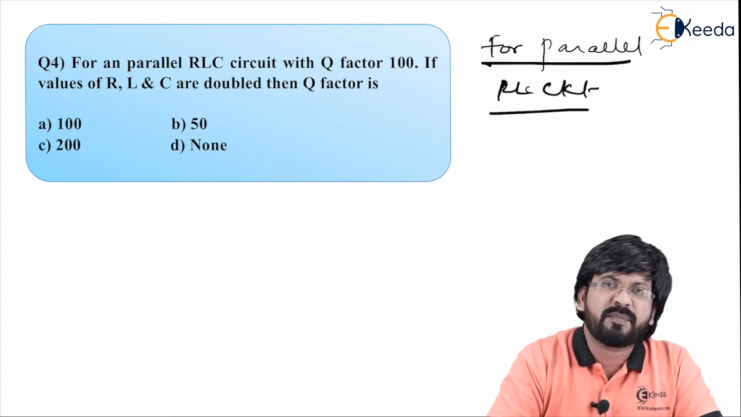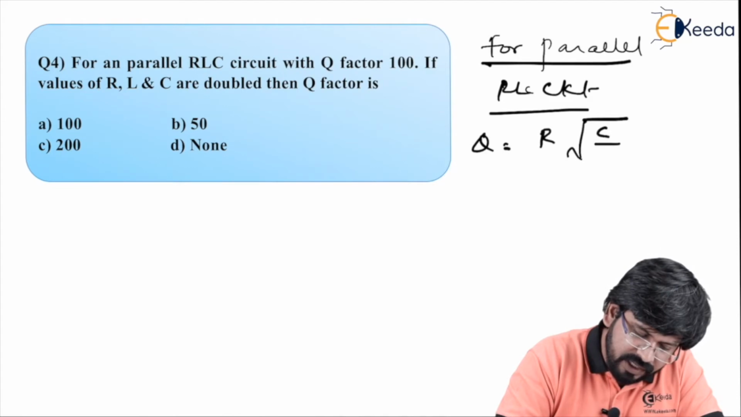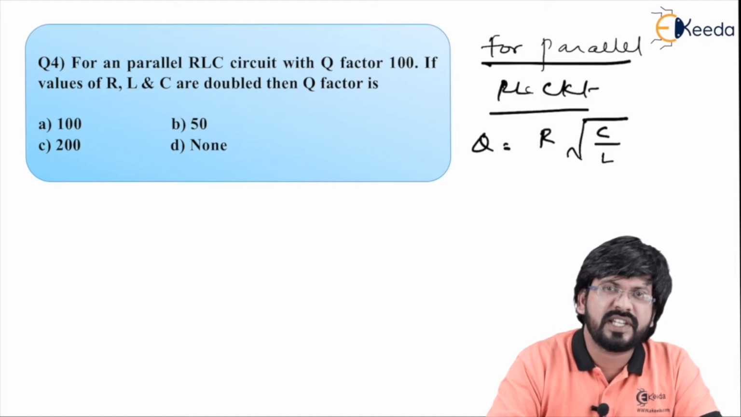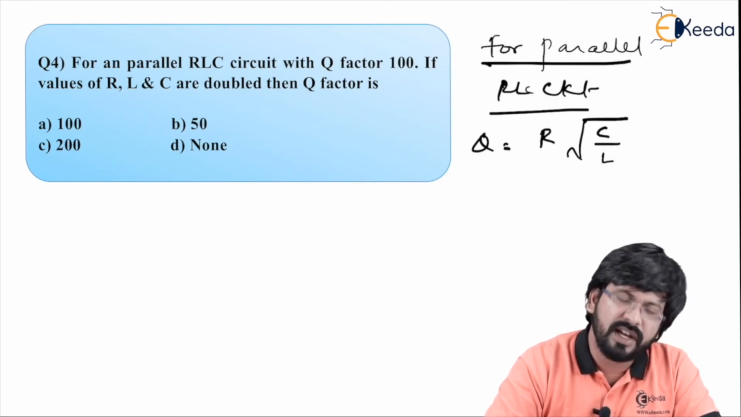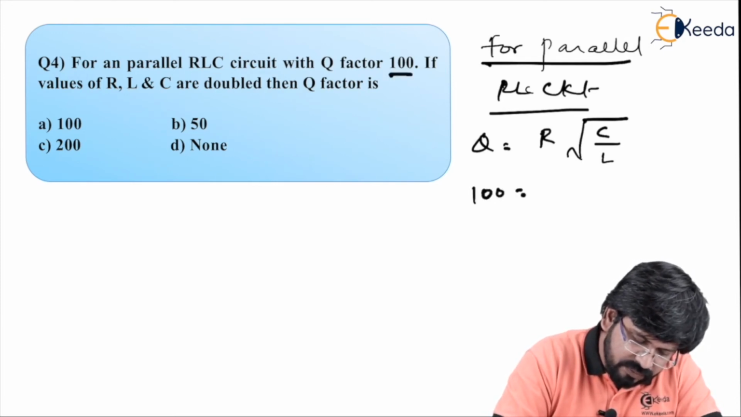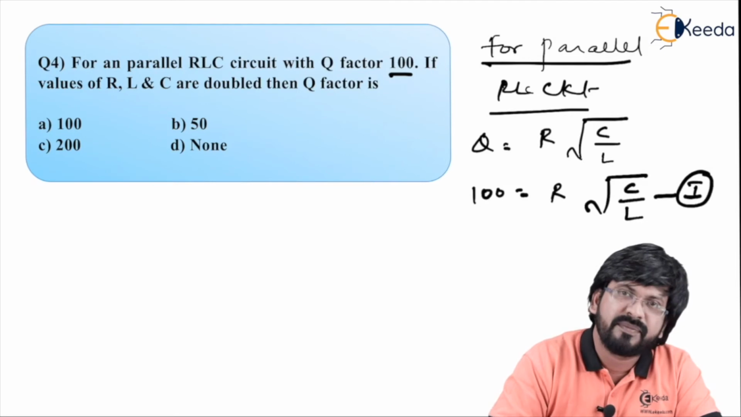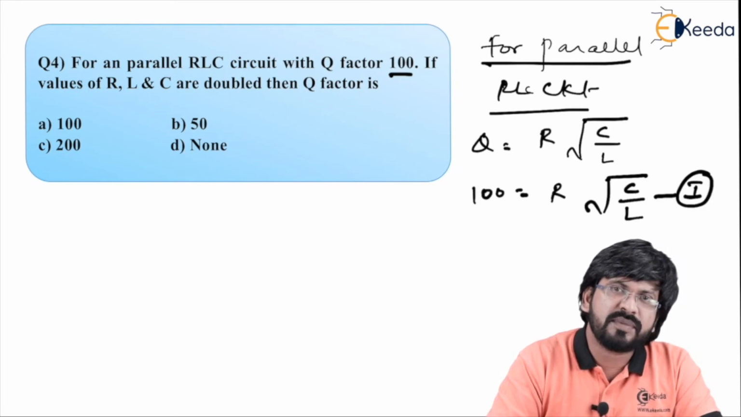We have already discussed for parallel RLC circuit, Q is given as R into under root of C by L. If you have noticed, it is exactly reverse of what you write in series circuit. In series circuit you write Q equal to 1 upon R under root of L by C. Here you exactly inverse the relation, R into under root of C by L. In this case, the value of Q factor is 100. So I'll say 100 equal to R into under root of C by L. Let me say equation number 1. In the next scenario, what is happening? Every component value is doubled. So R becomes 2R, L becomes twice of L and C becomes twice of C.